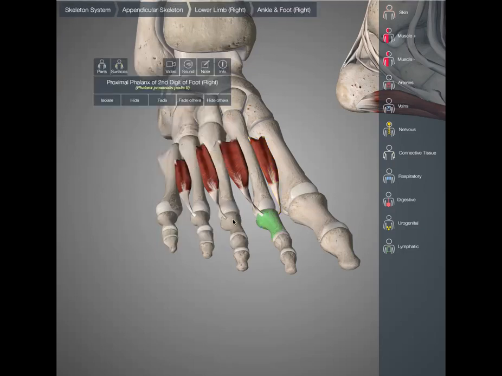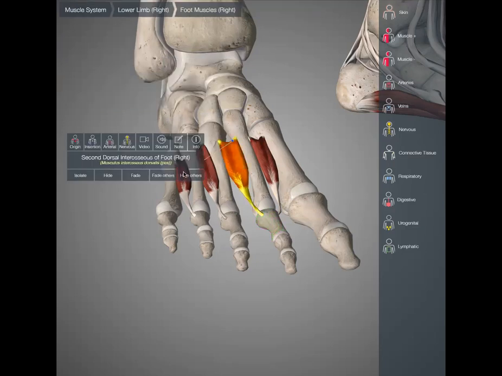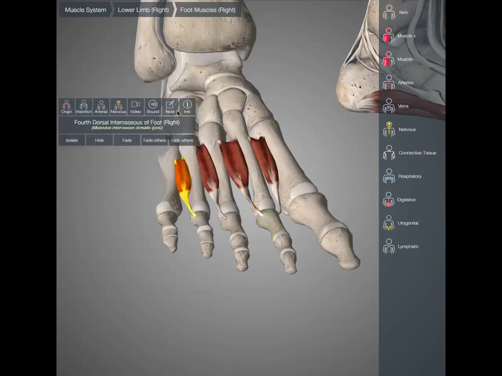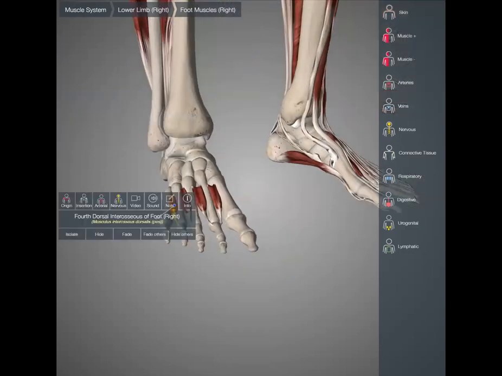And the second to fourth attach to the lateral side of the proximal phalanx of digits 2 to 4 here, lateral. And they are innervated by the lateral plantar nerve. What they are used for is abduction of the lateral 4 digits and flexion of the metatarsophalangeal joints. Okay.